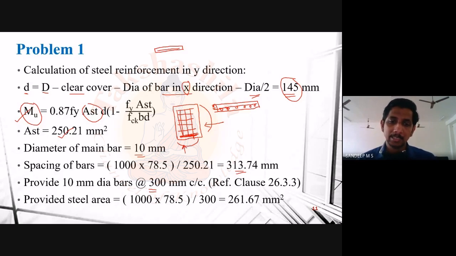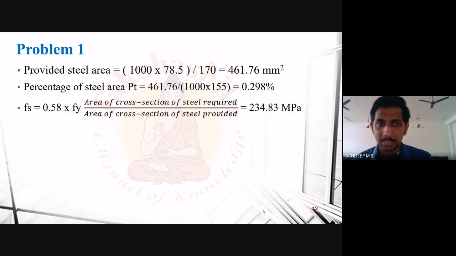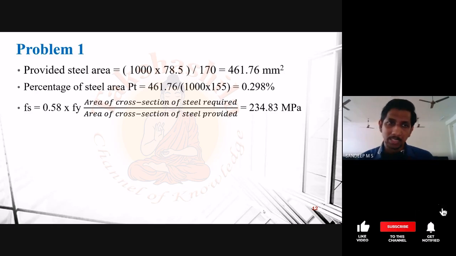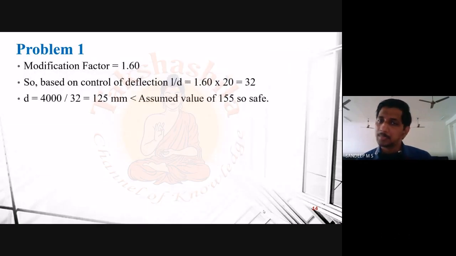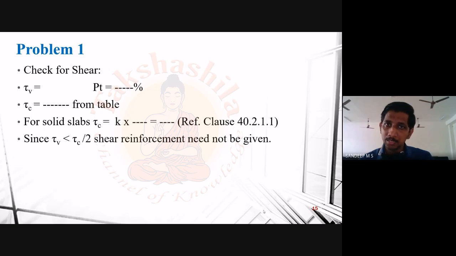Then we are just calculating the amount of reinforcement actually provided, that is coming around 261.67 here. Okay, so after that they have proved that the assumption of depth was correct, because they have calculated the value of fs and referred to figure 4 and found out the modification factor, and then they proved that the assumed value of 155 was safe, which was already satisfying the control conditions for control of deflection. So once you complete up to this, your design for flexure for this two-way slab is over.